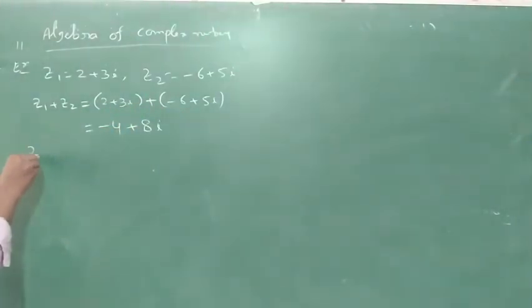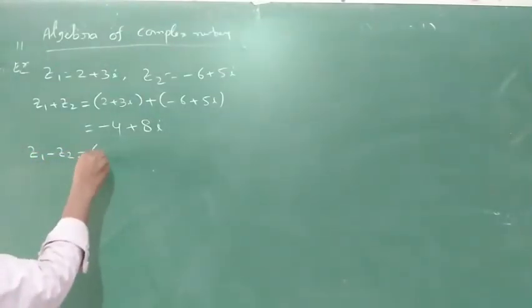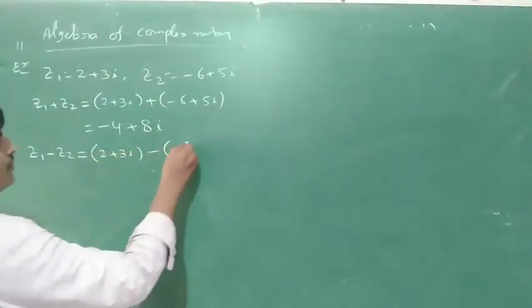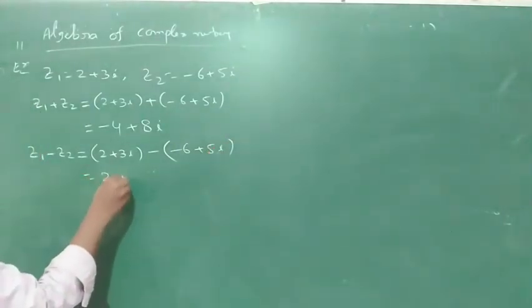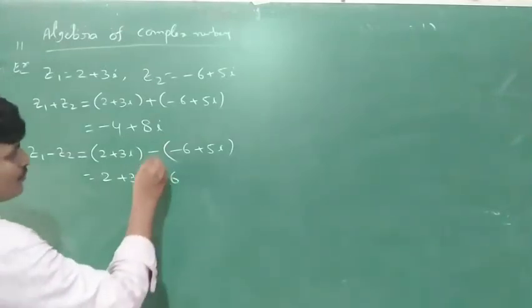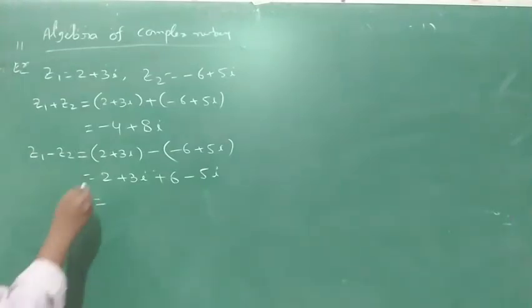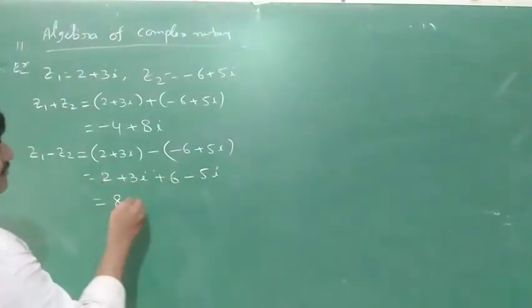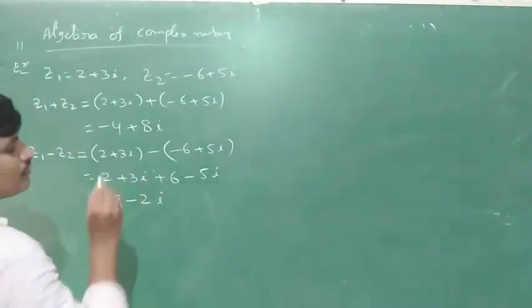Next, Z1 minus Z2 is equal to, Z1 equal to 2 plus 3i minus Z2, which is minus 6 plus 5i. So 2 plus 3i, minus into minus plus 6, minus into plus minus 5i. So that is equal to 2 plus 6, 8, plus 3i minus 5i, 3 minus 5, minus 2i.